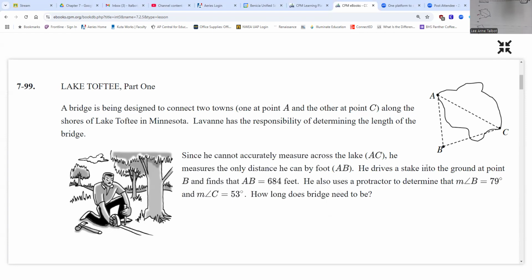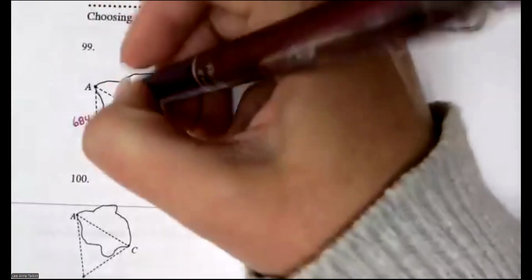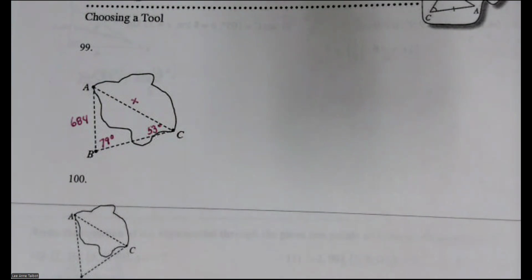Okay, he also uses a protractor to determine the measure of angle B. How does he do that? But okay, fine. Measure of angle B is 79 degrees. Write that inside the angle B. And measure of angle C is 53 degrees. How long does the bridge need to be? Okay, so which one of the things is the bridge? AC, so put an X there.